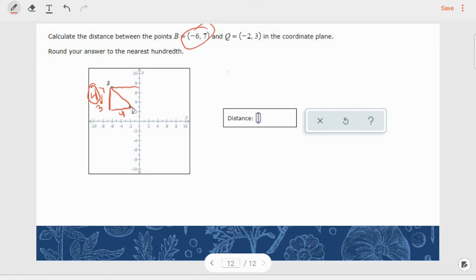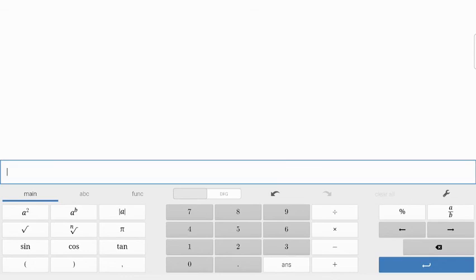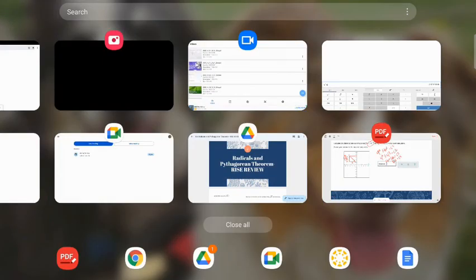So if my distances are that, I can use a squared plus b squared equals c squared. So 4 squared plus 4 squared equals c squared. 16 plus 16 equals c squared. 32 equals c squared, and the square root. I'm going to round to the nearest hundredth. So the square root of 32 is 5.656. I'm going to look after that to see if I should round it up to 5.66. And yes, I should. So 5.66.